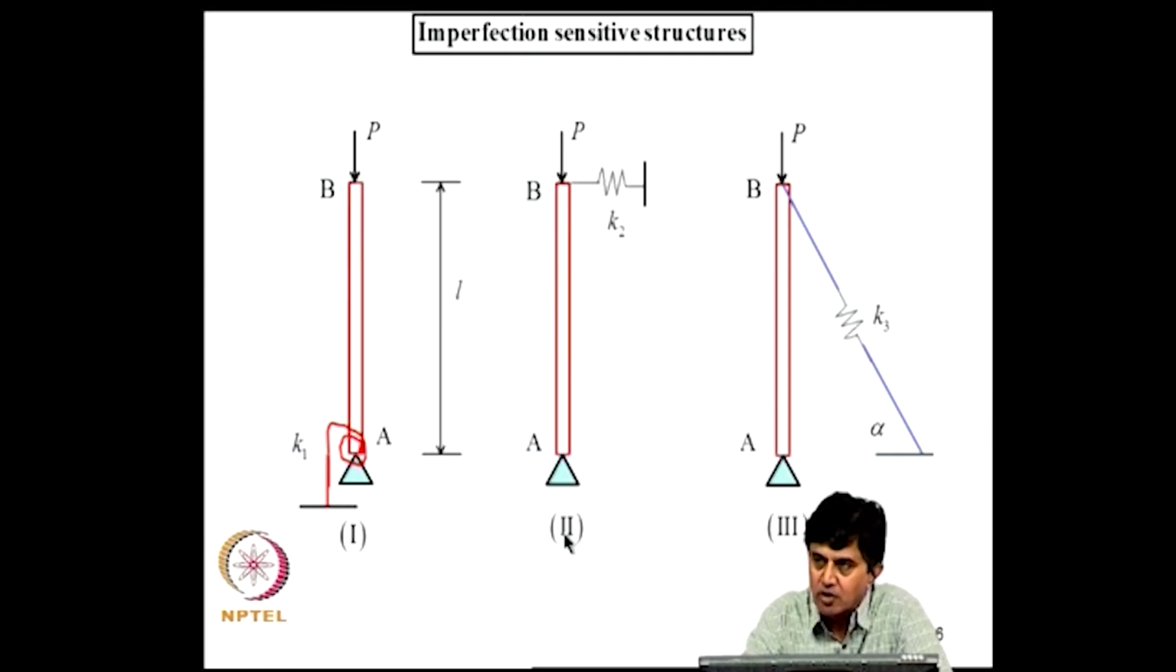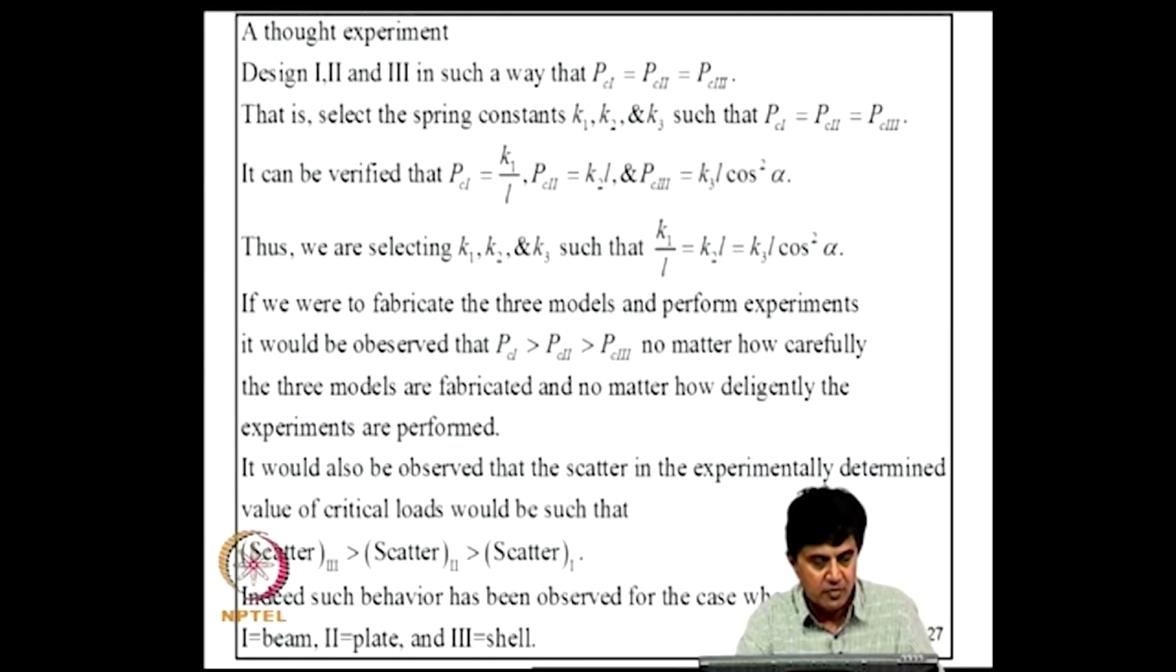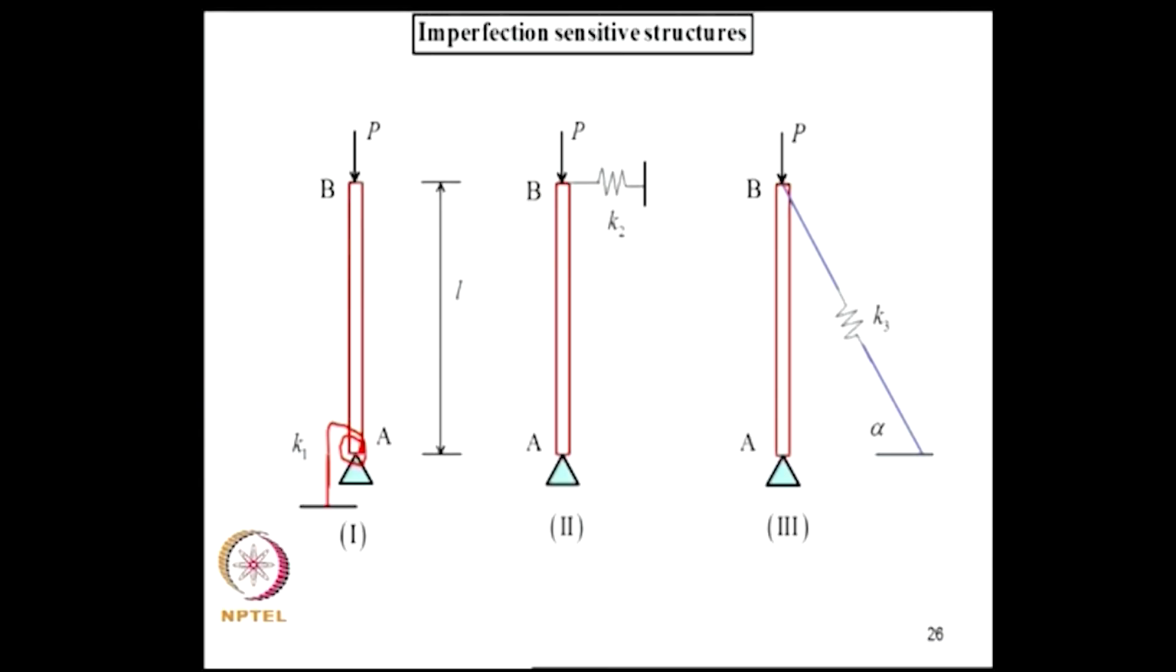Now, we can perform a thought experiment. Let us consider we are selecting K1, K2, K3 for these 3 problems in such a way that the critical load for all these 3 systems is identical, they are all equal. So, PCR1 equal to PCR2 equal to PCR3. These K1, K2, K3 are adjusted in such a way that all these 3 structures should lose their stability at the same value of P.